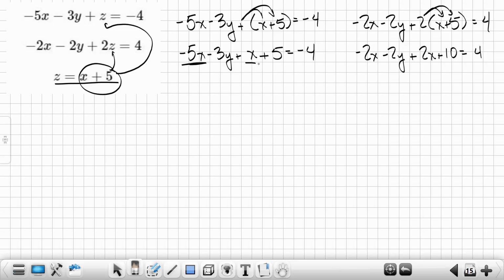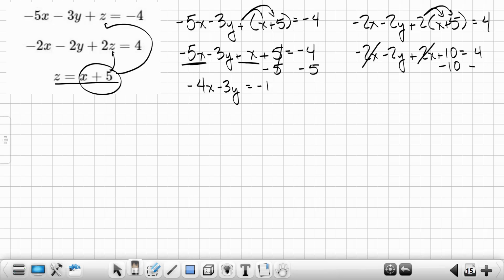I'm going to combine like terms. Negative 5x and positive 1x make negative 4x minus 3y plus 5 equals negative 4. I'm going to move all the numbers onto the other side. So that's going to be equals negative 1 as I move that 5 over. Here it's kind of nice. I picked an easier problem. My 2x's cancel. That won't always happen.